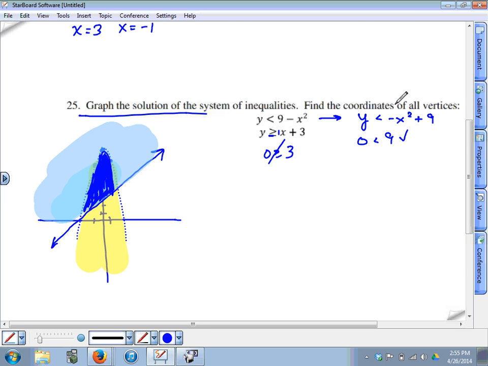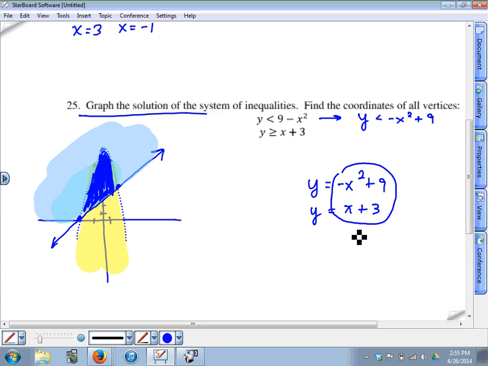Now when it says find the coordinates of all the vertices, that's actually finding these points where the line crosses or passes through the parabola. To do that, we need to make a system of equations instead of a system of inequalities. So it's going to be y equals negative x squared plus 9 and y equals x plus 3. If y equals negative x squared plus 9 and y also equals x plus 3, that means that these two expressions have to equal each other because they both equal the same variable y.